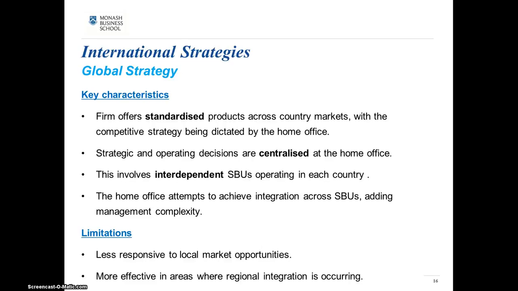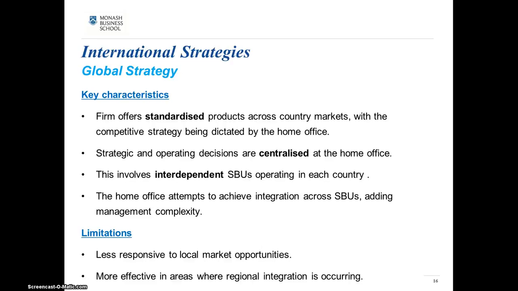So it's best facilitated by standardized products that are going to be pretty much used in the same way, and people expect the same thing from them all over the world. They involve strategic and operating decisions that are centralized at the home office, as I say. It involves interdependent, not independent, interdependent this time, strategic business units operating in each country.